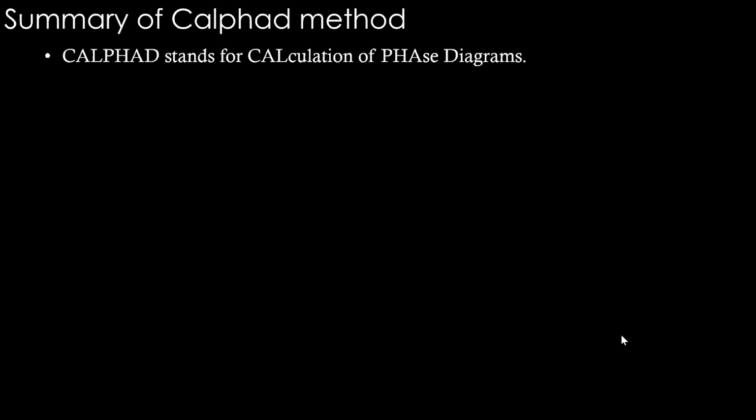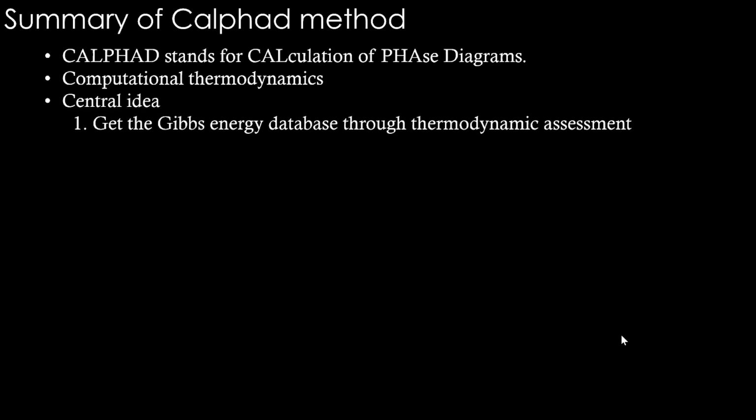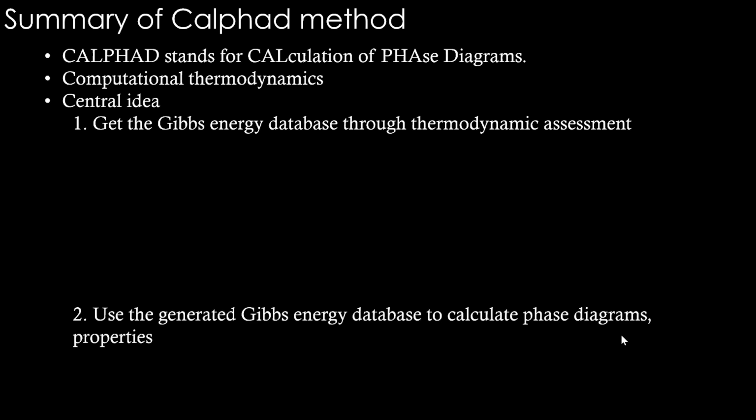Right, we will start with a summary of this CALPHAD method. CALPHAD stands for calculation of phase diagrams. Because of its capabilities, the better name given is computational thermodynamics. The central idea is twofold. One is get the Gibbs energy database through thermodynamic assessment, and second is use the generated Gibbs energy database to calculate phase diagrams, properties, and so on.